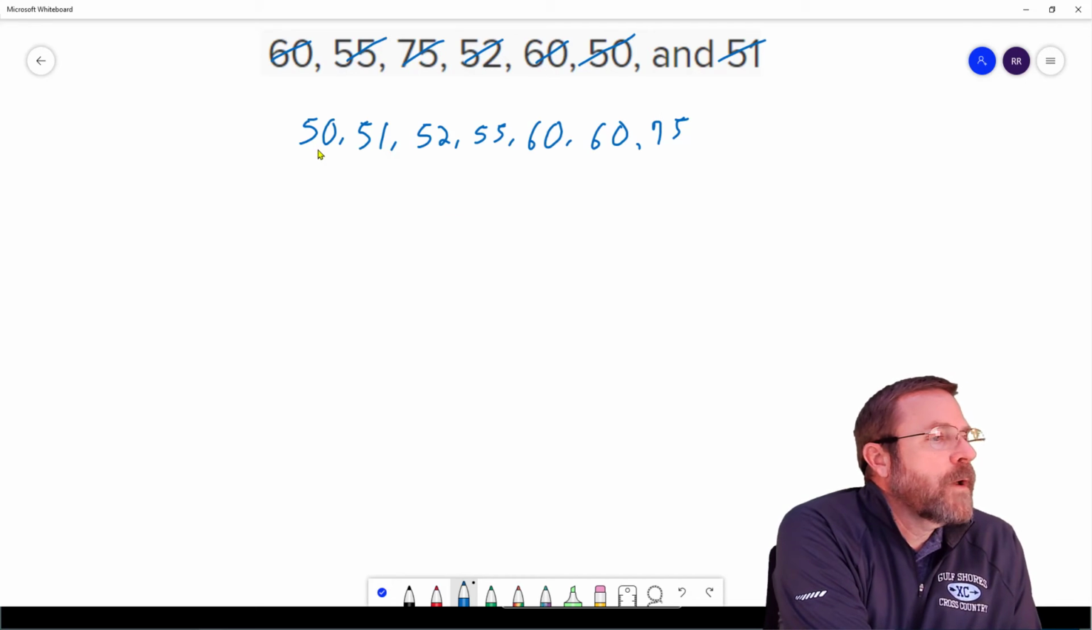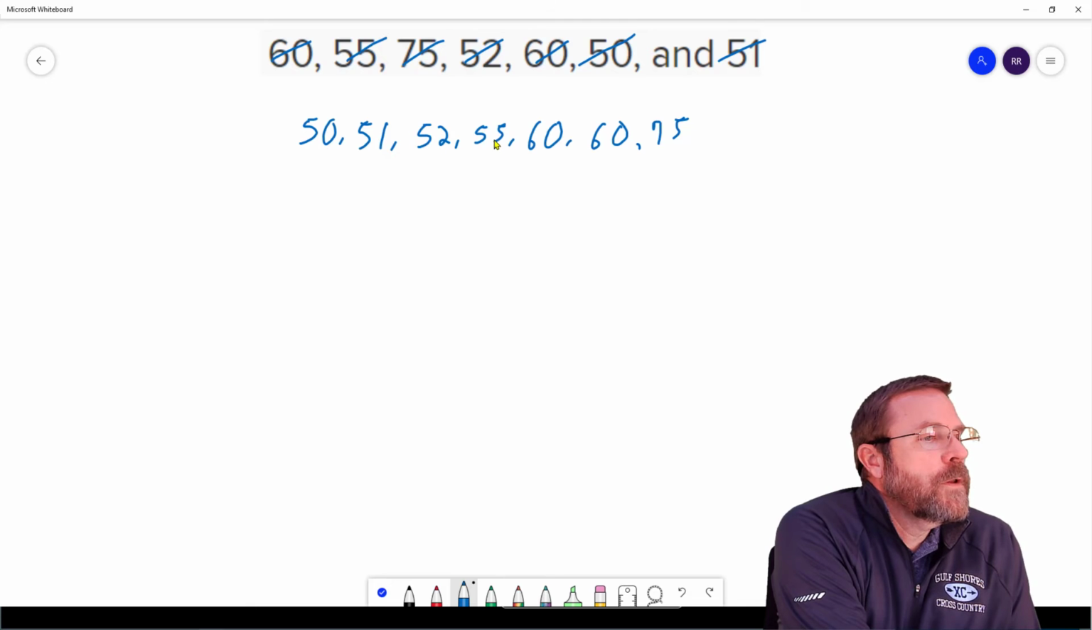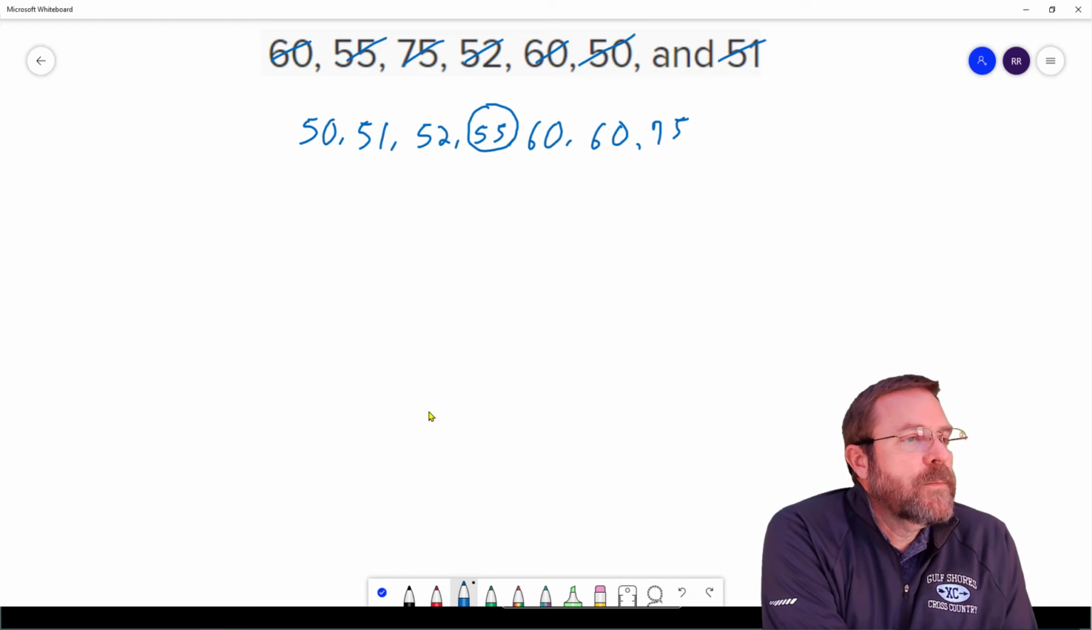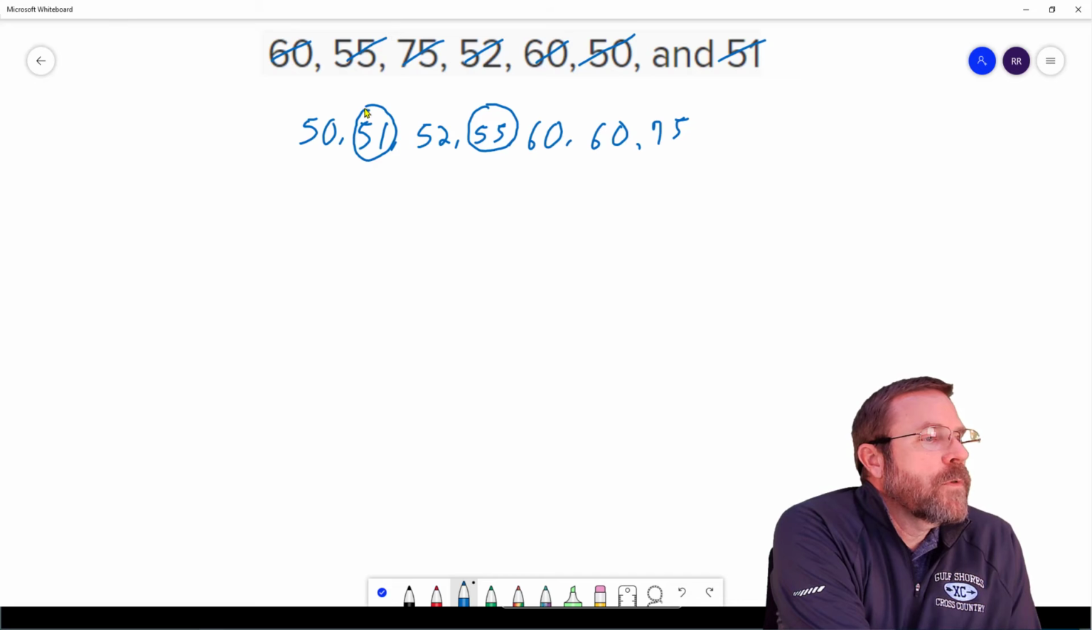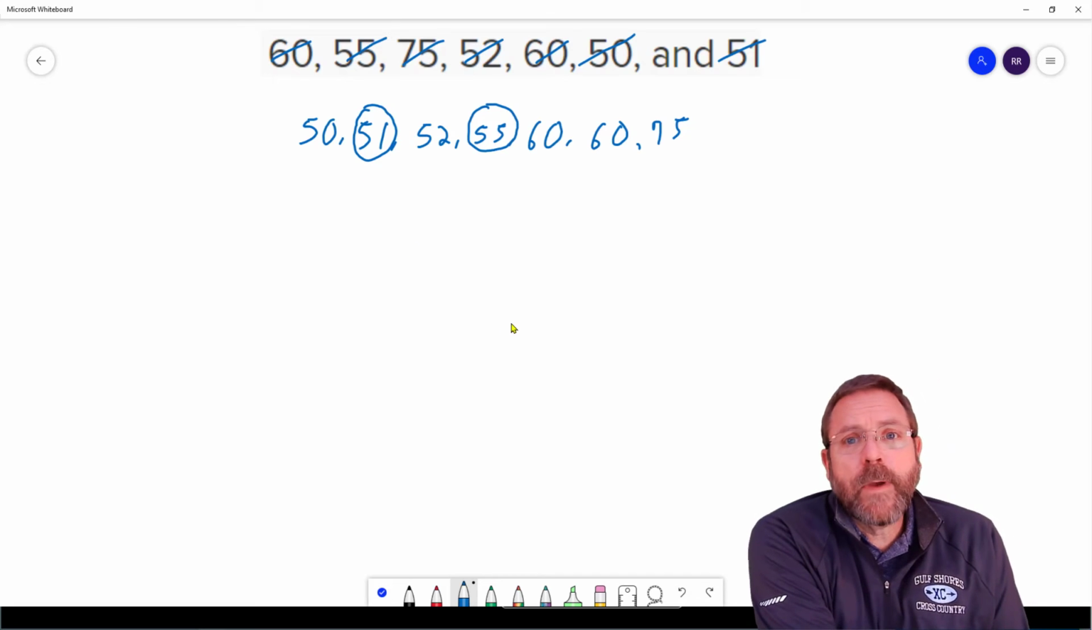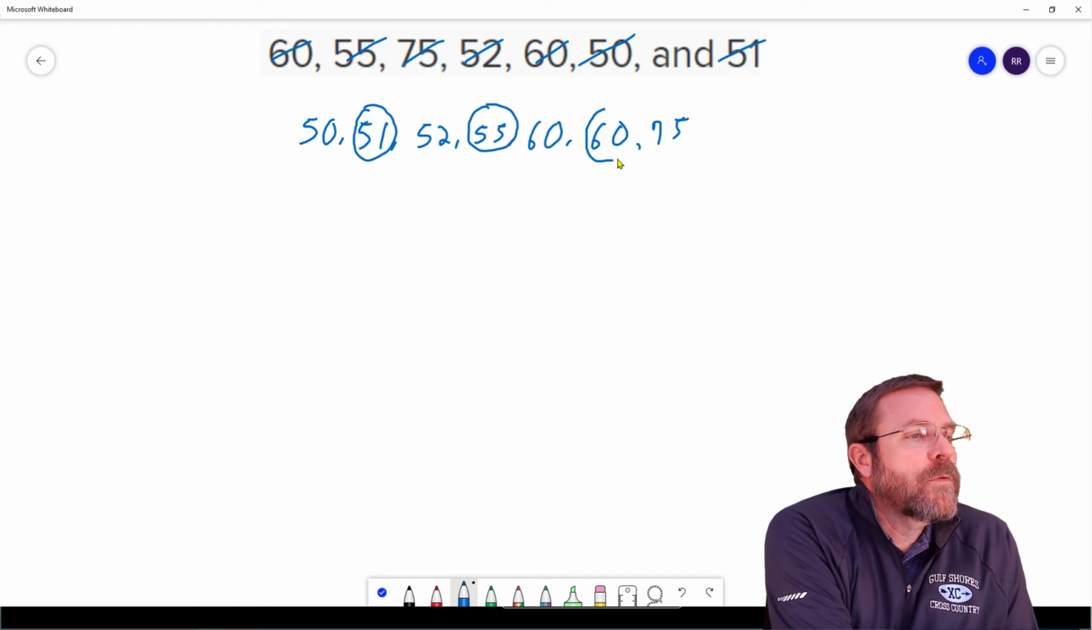When we count out our values, we have 1, 2, 3, 4, 5, 6, 7 members of our data set. That means that my median is going to be 55. My lower quartile, the middle of the lower half, is going to be 51, and my upper quartile, the middle of the upper half, is going to be 60.